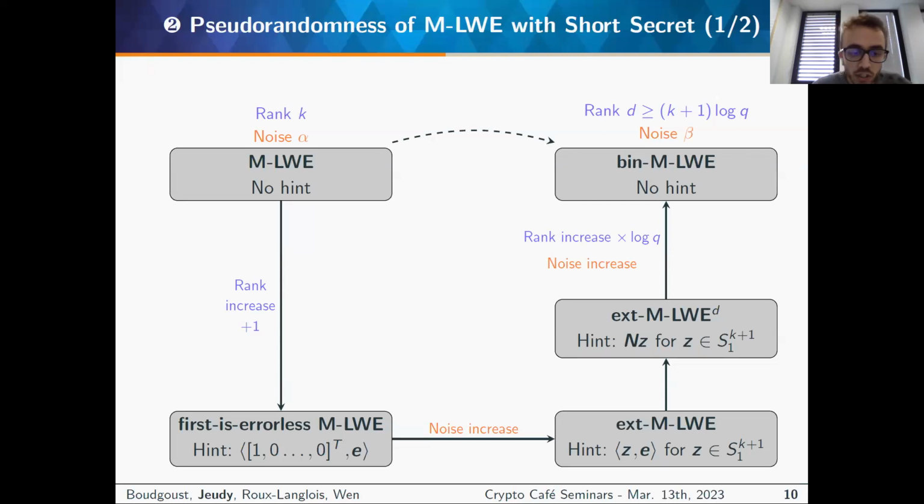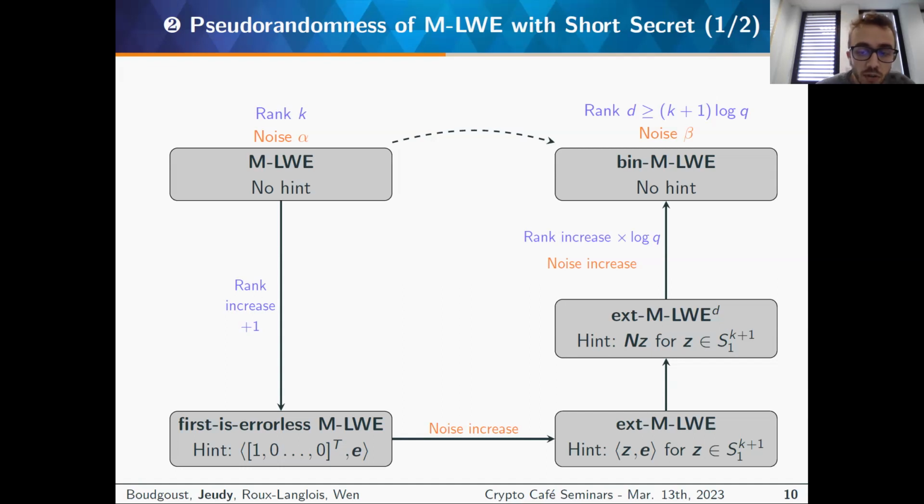And now I want to generalize this hint. Instead of just giving the inner product between E and the first canonical vector, I'm going to give the inner product between E and a short binary polynomial vector, Z. So this gives me an extended M-LWE problem, which is a new assumption. And if I increase the width of my Gaussian error E, then I can keep the hardness pretty much as it was before.